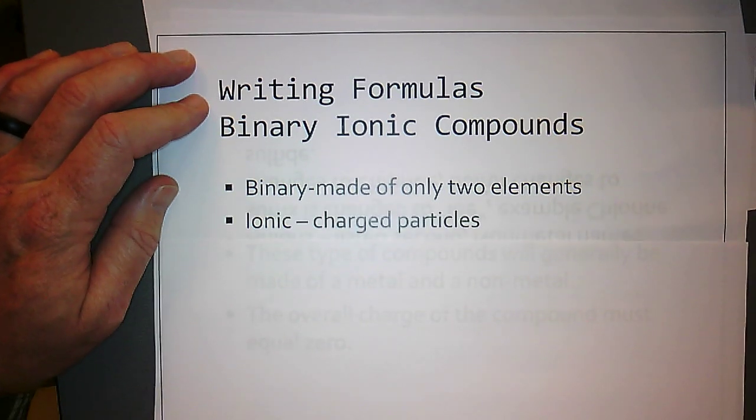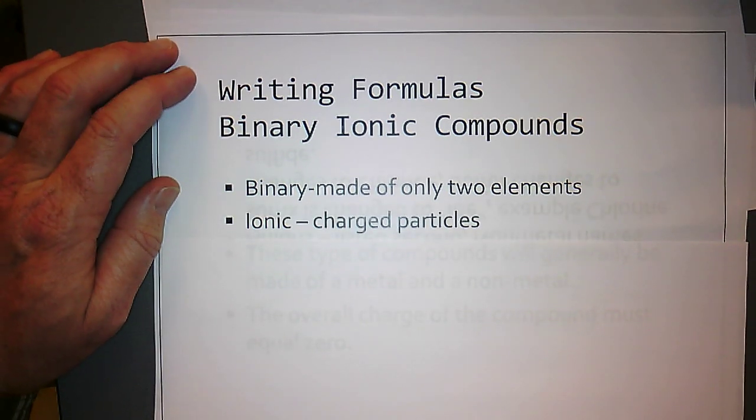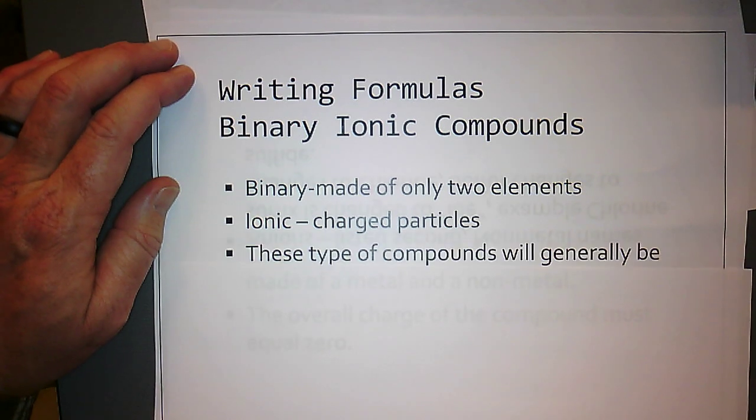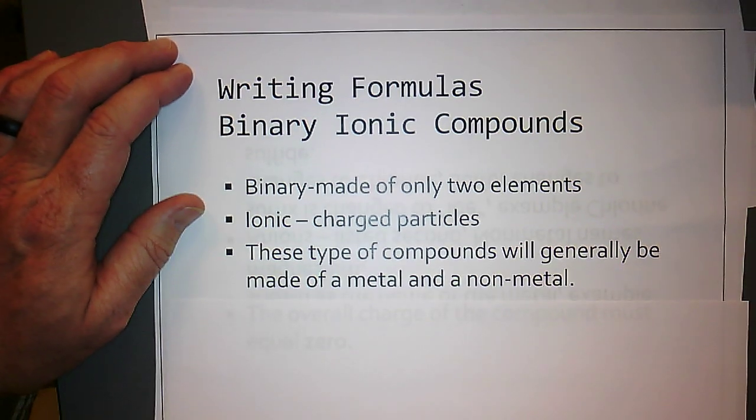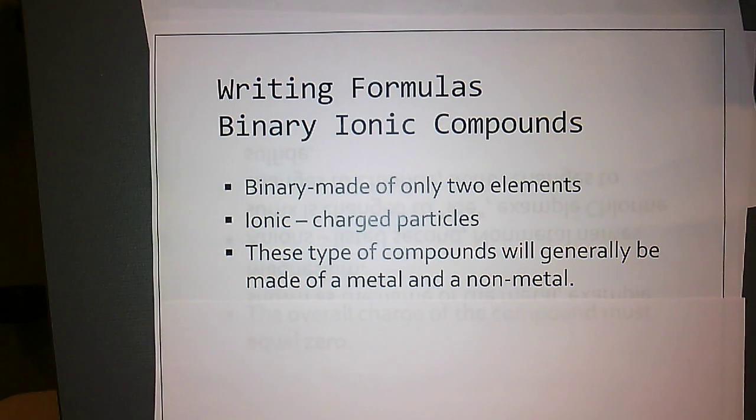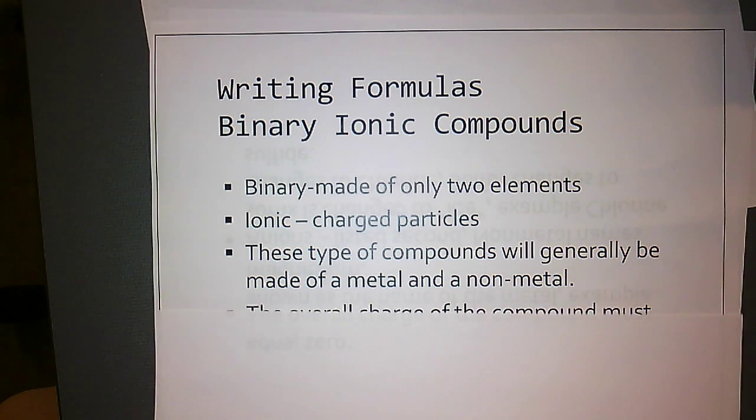Ionic means it's going to be made of charged particles, so we'll have to be dealing with the charges. Overall, these types of compounds will be made of a metal and a non-metal. There are a couple of exceptions with hydrogen, but with hydrogen it gets a little weird when it's combined with another non-metal. It's really covalent, but sometimes they act ionic. It's kind of weird.